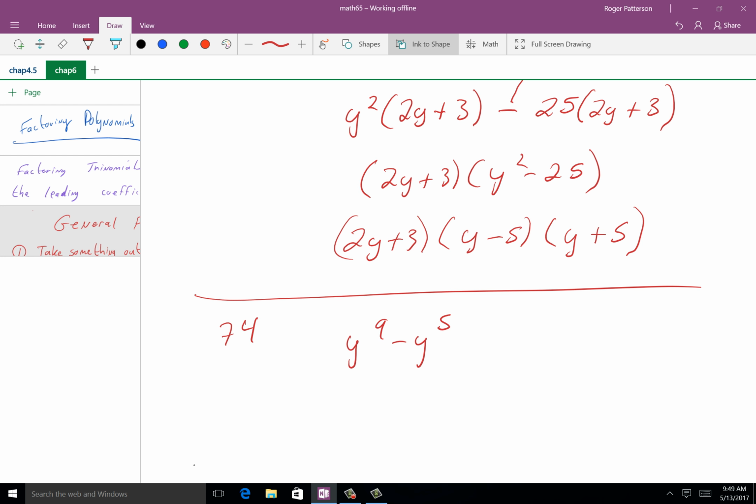Is that one done? No. Why not? Y squared minus 1's there. So what's that going to factor down to? Y plus 1, y minus 1. Good.